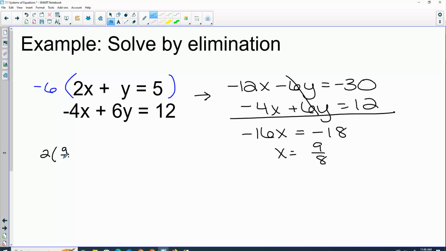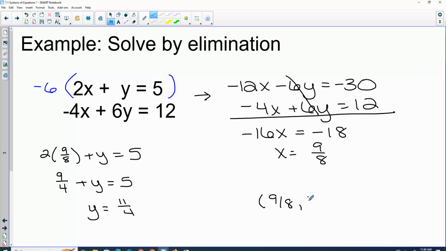So if I just go with the top, 2 times 9/8 is 9/4, plus y equals 5. Subtract your 9/4 over. You get 11/4. And you can always check just by putting them back into the original equation.